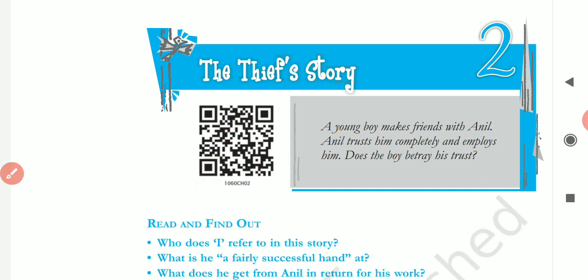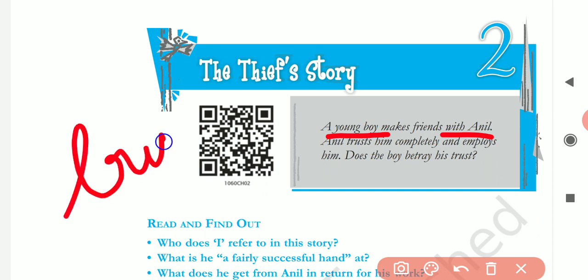Right. So, dear children, let us see a young boy who makes friends with Anil. If you make friendship with somebody, then in your friendship, the most important thing that comes is trust. I think there is no friendship in the world which is possible without trust. If you do not trust one another, I believe you can't establish friendship. So trust is the most important thing.